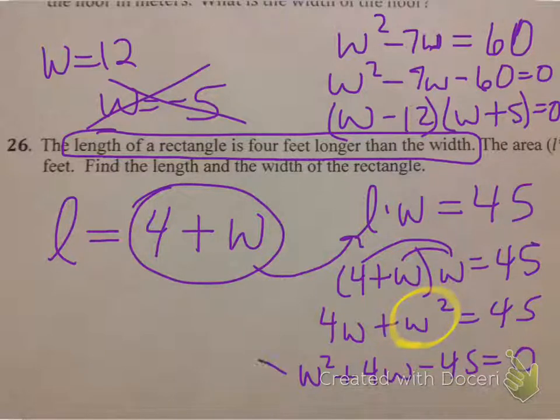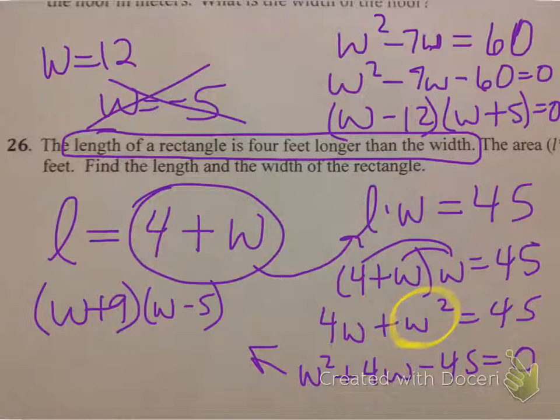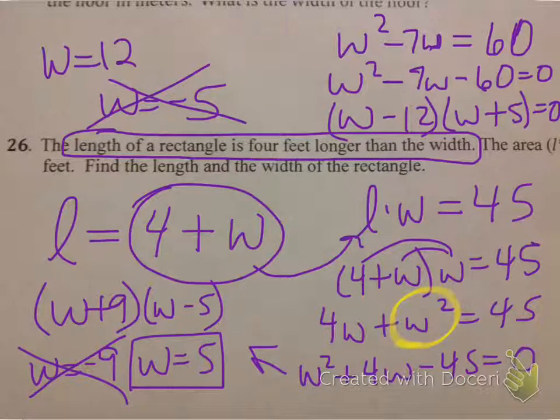From this point here, you can do W plus 9 and W minus 5, because 9 minus 5 is 4. Your solutions are the opposite. And again, you cannot have a negative width. So I know W is 5, but the problem says to find the length and the width. So telling me W is 5 is not the end. You do have to go ahead and say also L is going to be 9. A lot of people figured this out without even using any process, and that's okay, but it's very important that you understand where this came from.